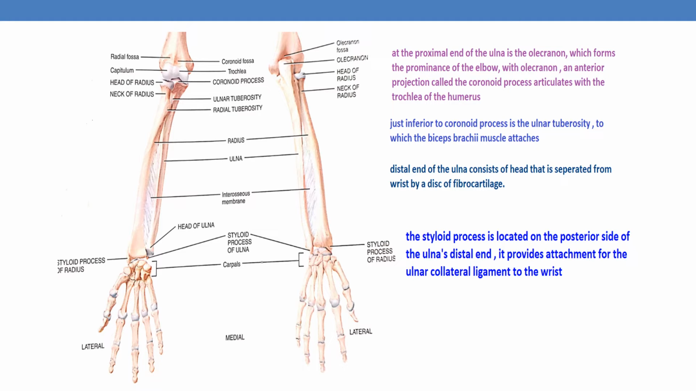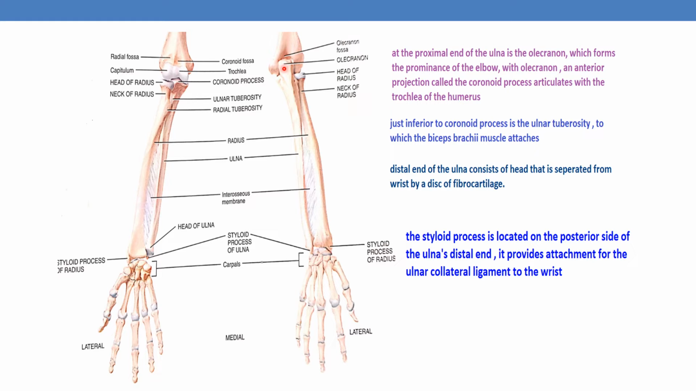Now here, first let us discuss the ulna. At the proximal end of the ulna is the olecranon. This is the ulna bone, and this is its proximal end. The proximal end of the ulna is the olecranon, which forms the prominence of the elbow.